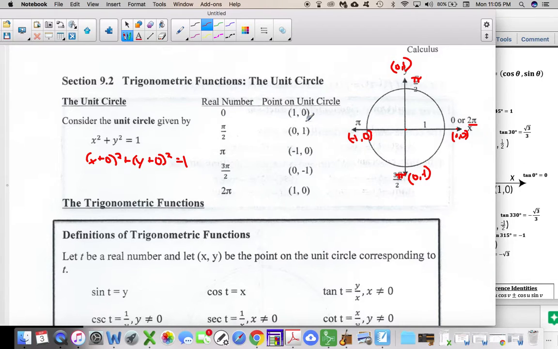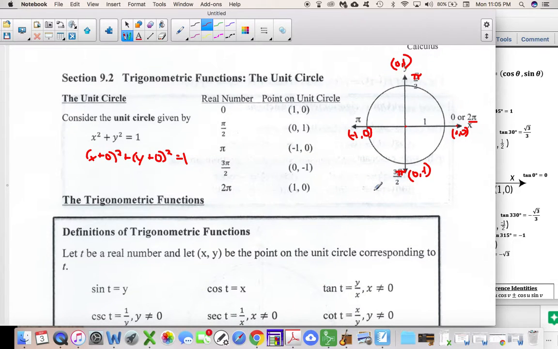So there are just some points that are good to know. The point 1, 0 corresponds to 0 or 2 pi. The point 0, 1 is pi over 2, negative 1, 0 is pi, and 3 pi over 2 is 0, negative 1. Those ones I want you to know. You should know those on the unit circle.